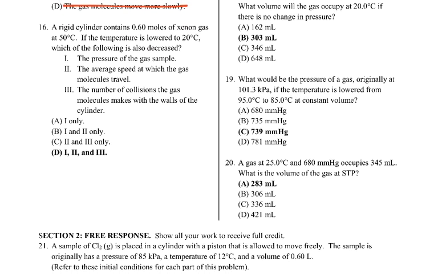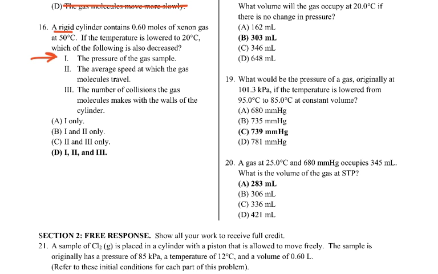For 16, a rigid container, that means volume is constant, contains 0.6 moles of xenon gas at 50. If the temperature is lowered to 20, which of the following is also decreased? So we're cooling it down. So the pressure of the sample, yes. Okay, so if you have a gas and you cool it down, the pressure is definitely going to be decreased because they're going to hit the walls of the container less often.